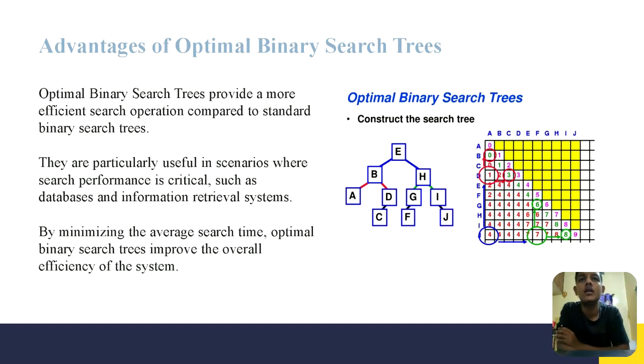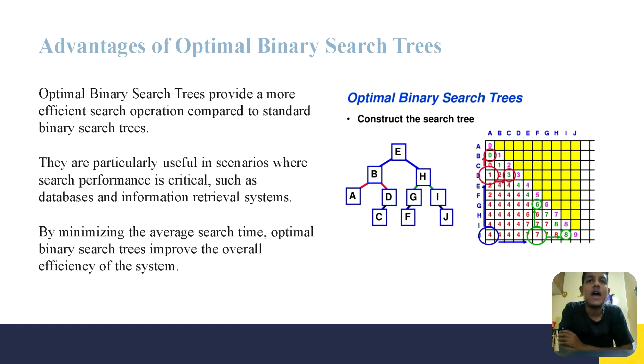And what are the advantages of optimal binary search trees? Optimal binary search trees provide more efficient search operations compared to standard binary search trees. They're particularly useful in scenarios where search performance is critical, such as database and information retrieval systems. They play a crucial role in databases and information retrieval systems.